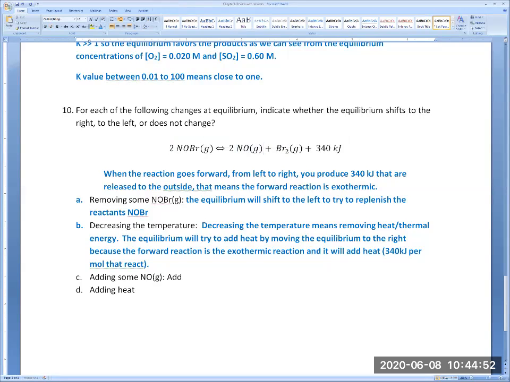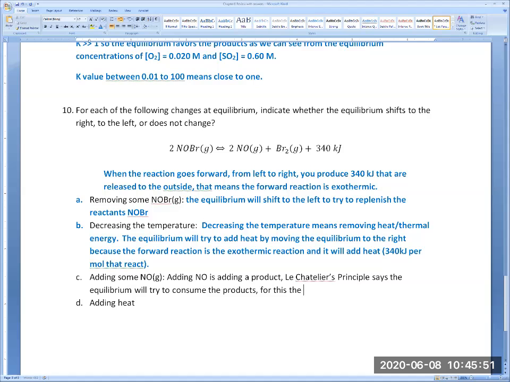Yeah. So adding NO is adding a product. So Le Chatelier's principle says the equilibrium will try to, so you're adding too much product, so it will try to consume the products, to remove that excess of NO that you're adding. So it will try to consume the product.